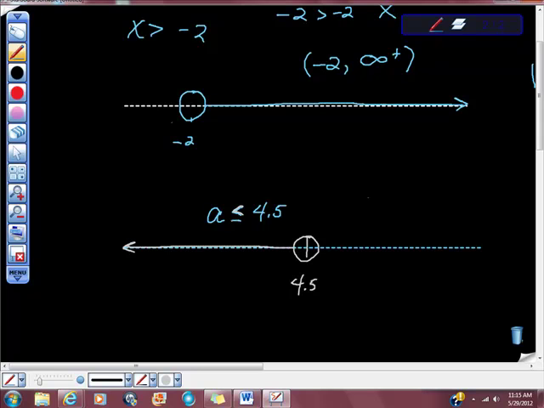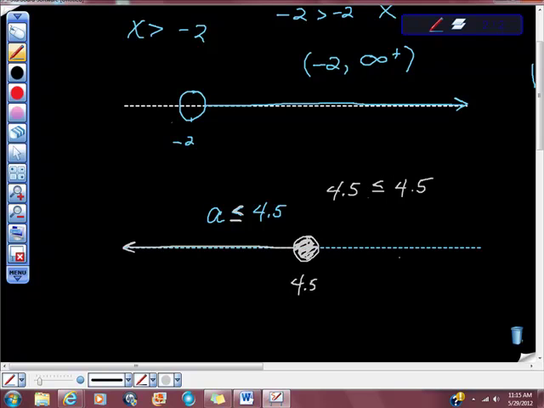Now we have to deal with this part of the inequality that says equals. So we just set the same question up and say, is 4.5 less than or equal to 4.5? Remember, this is a yes or no question. And yes, it is less than or equal to because it's equal to, and therefore this area is shaded.